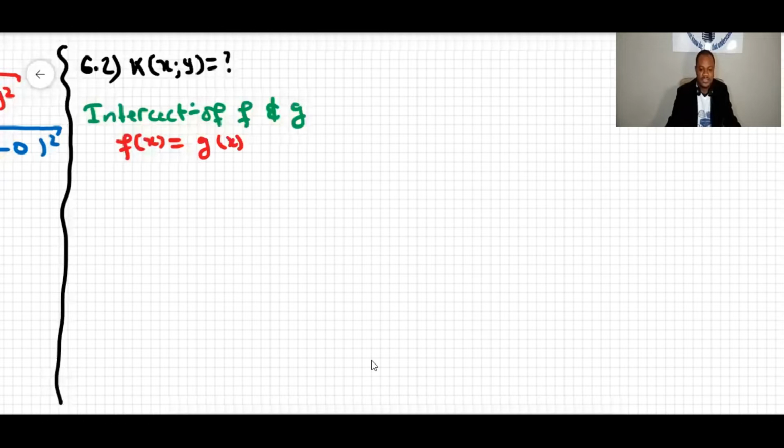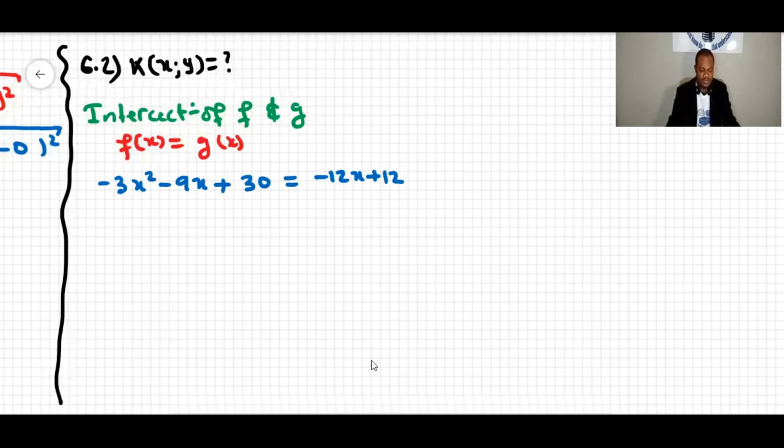f of x is negative 3x squared minus 9x plus 30. Okay, so I want to set this equal to g of x, which is given by negative 12x plus 12. Now let's work it out. So I prefer to move the right hand side to the left hand side.